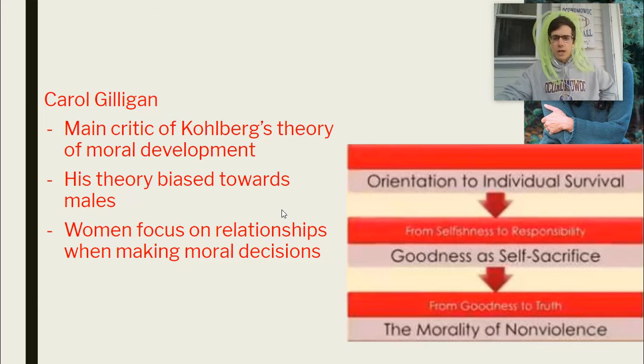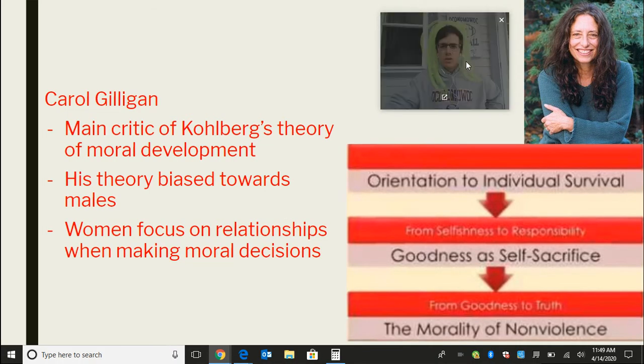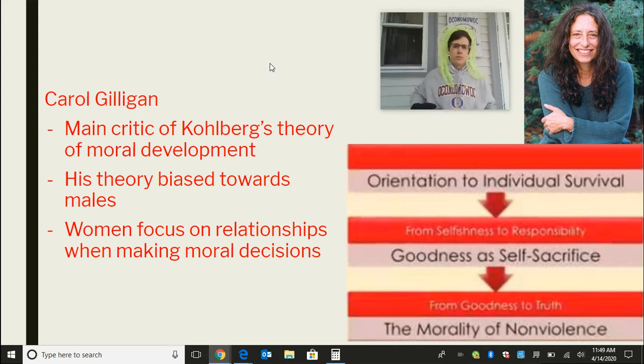And then just to wrap up, Carol Gilligan. She's going to be the main critic of Kohlberg's theory of moral development, really because his theory was biased towards males. Kohlberg actually believed that females never got out of conventional moral development, which she strongly disagreed with. She said that part of the reason why is because women focus on relationships when making moral decisions. Kohlberg thought that women focused too much on what other people thought and never actually acted based off of their core beliefs, which he looked down upon.